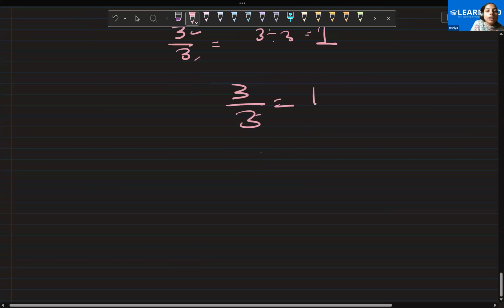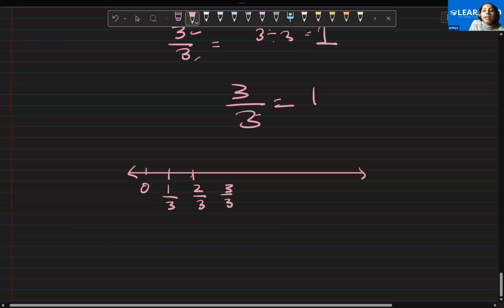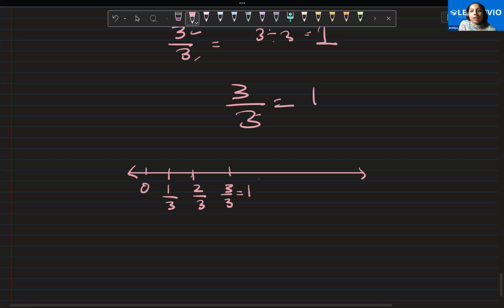If I have to draw a number line and show 2 by 3, I will start with 0, then I'll write 1 by 3, 2 by 3, 3 by 3. And whenever you're writing the same number, here 3 by 3, it is equal to 1.